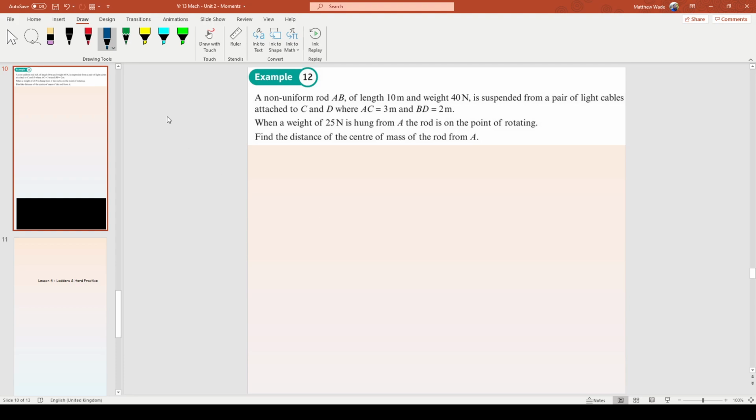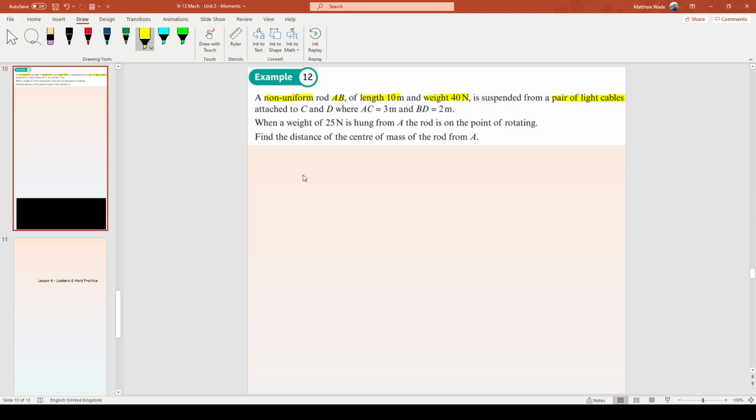Here we go. So this one's not got a picture, which is ace, because we'll just be able to draw a picture. Non-uniform rod. Okay, so, ooh, that's a keyword. Non-uniform this time. Is of length 10 and weight 40 newtons. That's nice, it's in newtons. It's suspended from a pair of light cables.